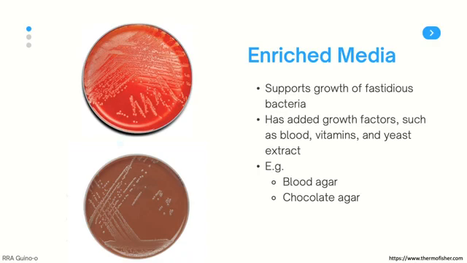This kind of agar can facilitate the growth of most pathogenic bacteria. Then we have chocolate agar, which is the plate you can find on the bottom, and this type of agar is needed to grow Neisseria, which is a causative agent of gonorrhea.